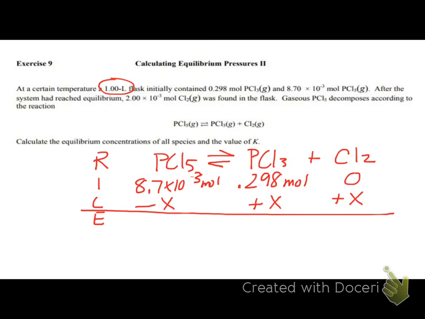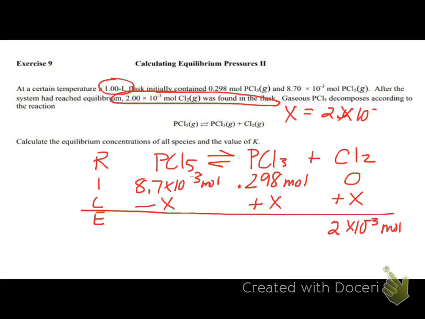And then they were nice enough to give us what x is. Right here. They don't always do that. That's at equilibrium. So we know that this has got to be 2 times 10 to the negative 3 moles. So basically, at equilibrium, x is this much, because that's how much chlorine was there. Because we know it's going to change by forming x for chlorine, and they gave us what that concentration is. So that means that this should be what?